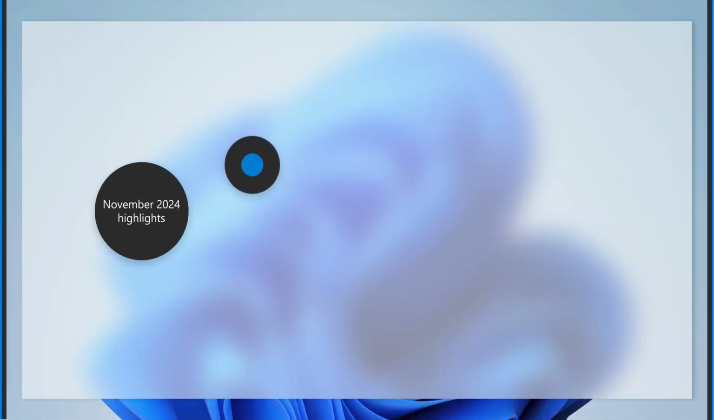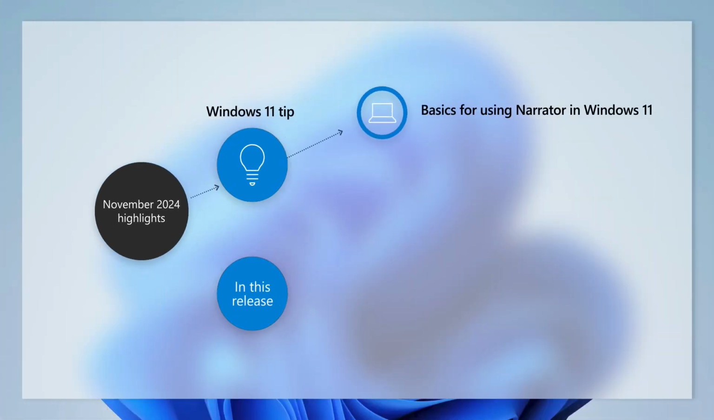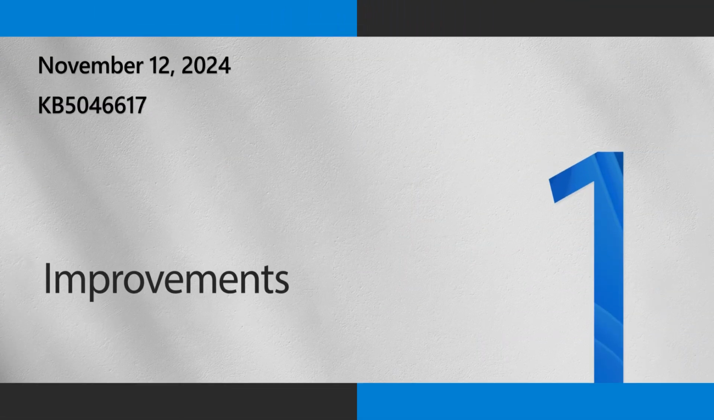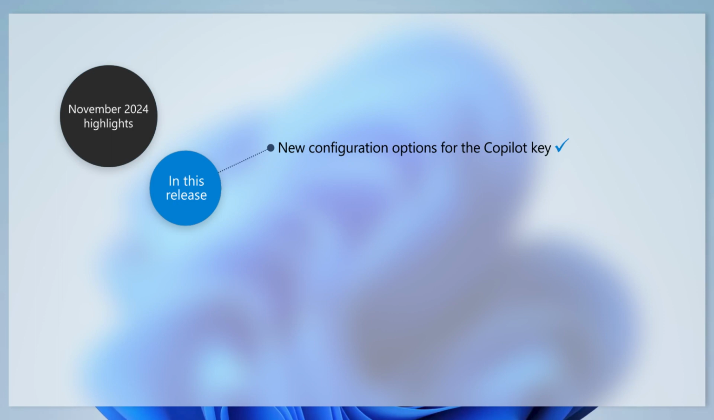Today we'll walk through the basics for using the screen reader built into Windows 11. But first, some highlights from this month's update for Windows 11 version 24H2, also referred to as the Windows 11 2024 update. Please note that some features and capabilities roll out gradually and might not yet be available for your device. If you have the Copilot key on your device or keyboard, you can now configure it to open the Microsoft 365 app, search, or a different app.